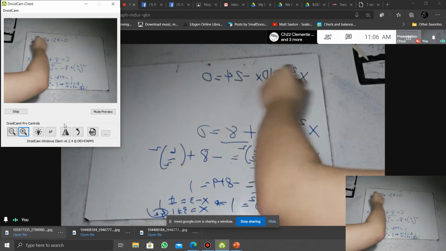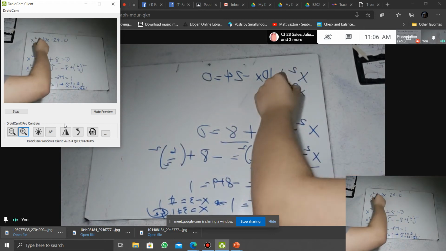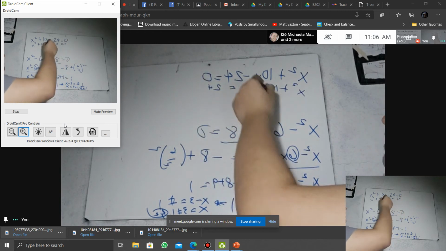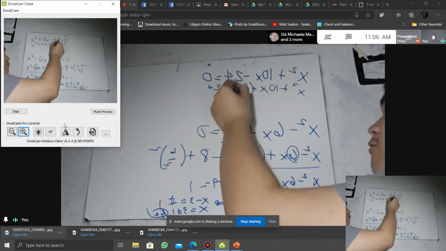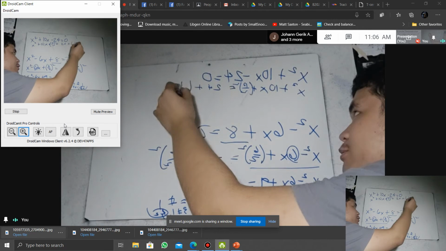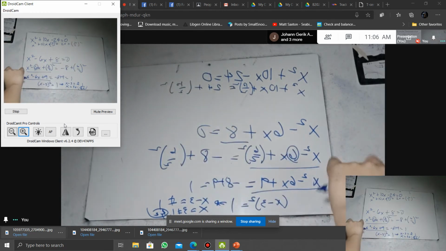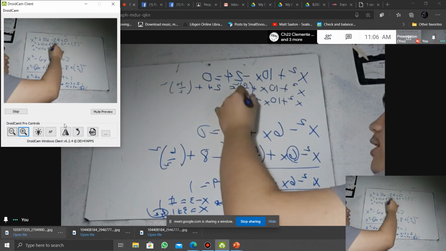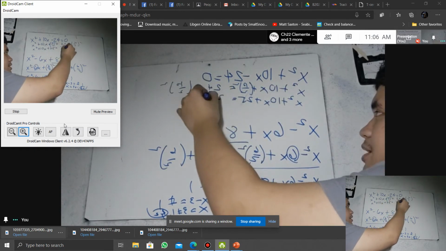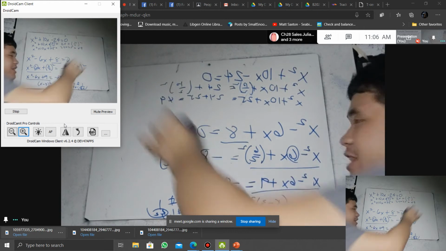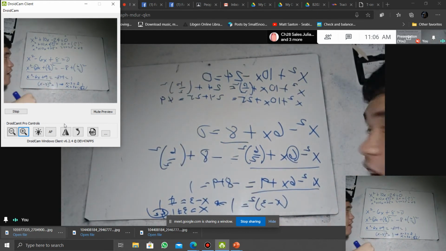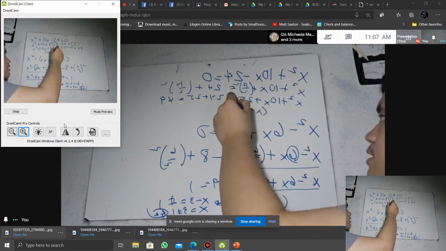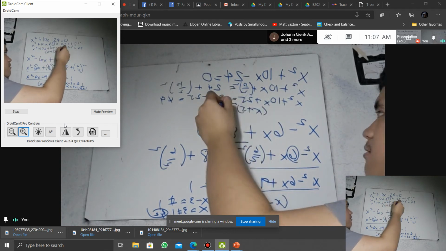X squared plus 10x minus 24. X squared plus 10x equals 24. Plus 10 over 2 squared on both sides. X squared plus 10x plus 25 equals 24 plus 25, which is equal to 49. Then, simplifying, x plus 5 squared equals 49.